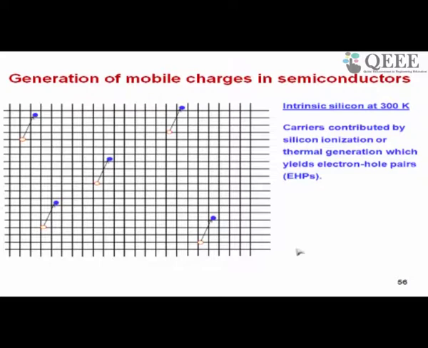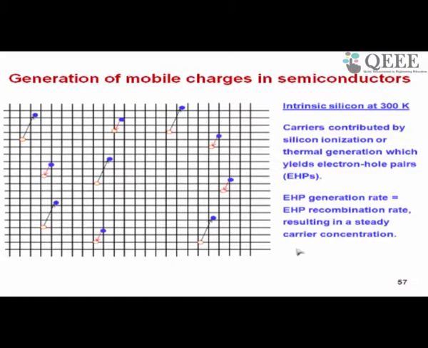Now at any instant you will have a certain number of electron hole pairs, and as a function of time the electron and hole concentration will be constant even though carriers are continuously generated, because the generation is counterbalanced by a recombination process. At one point an electron and hole pair is generated because the silicon bond breaks. At the same instant somewhere else an electron and hole recombine, and both are lost.